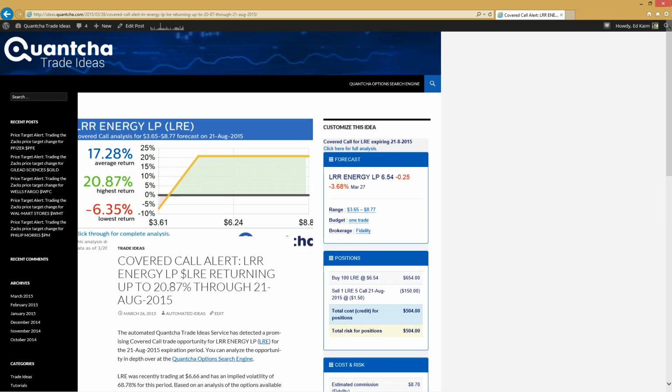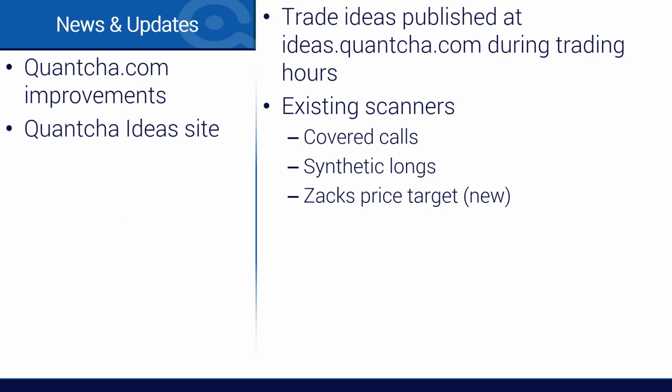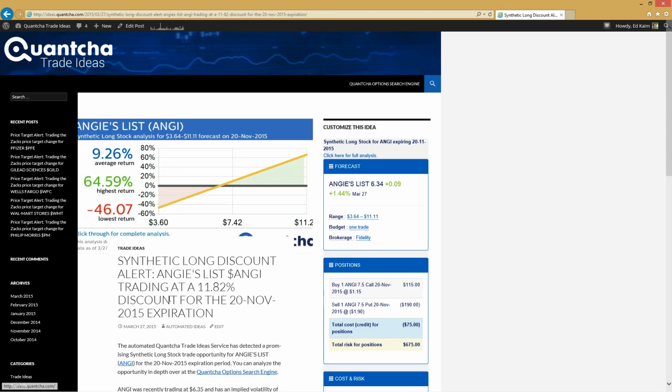Stepping out and switching over now, we're going to take a look at another scanner that we support, which is the synthetic long. The synthetic long concept is actually pretty straightforward. What you're doing is opening a long position synthetically. So you're buying a call and you're selling a put.